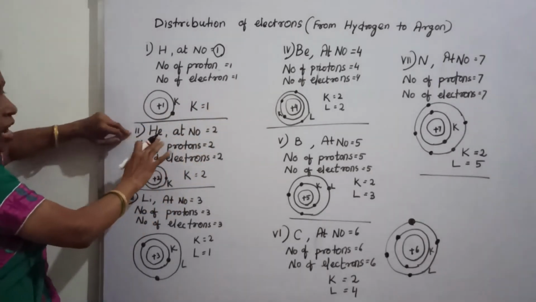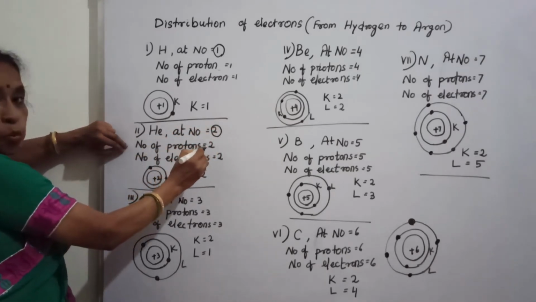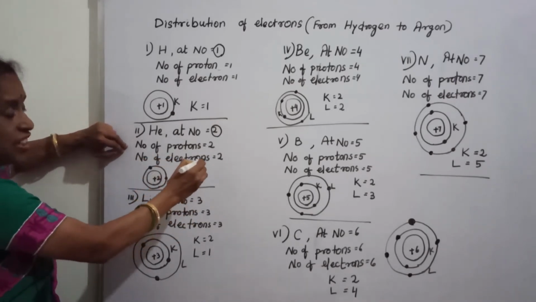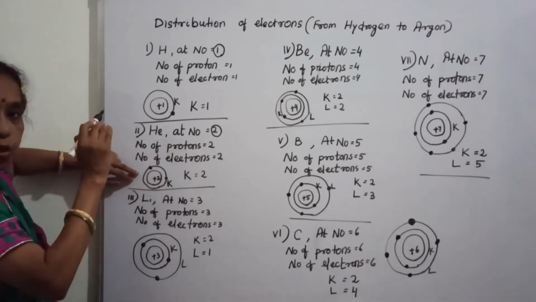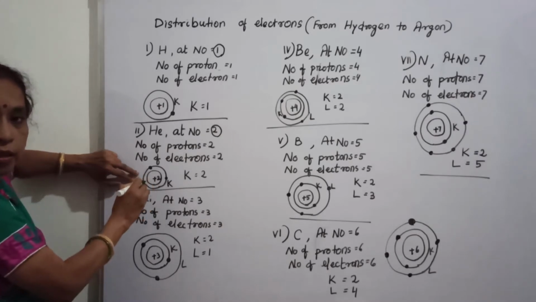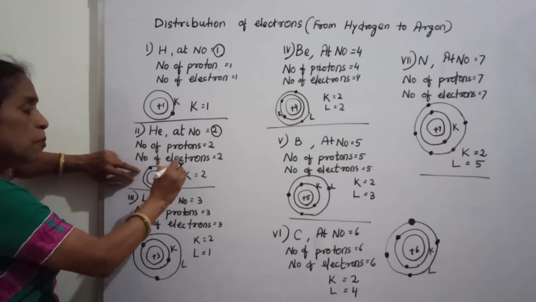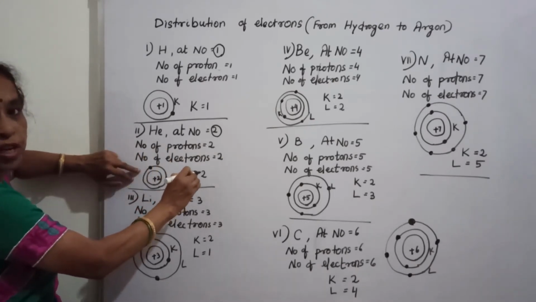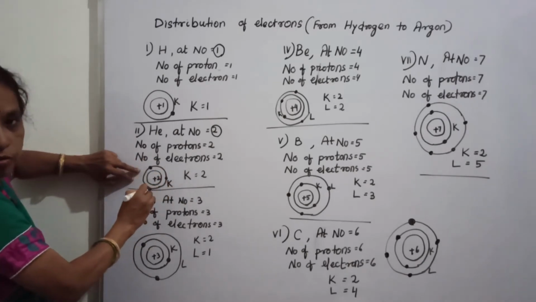Similarly, helium has atomic number 2, that means the number of protons is 2, and the number of protons equals the number of electrons, that is 2. Since the number of protons is 2, the nucleus is shown with a plus 2 sign because it indicates the number of protons. The number of electrons is 2, that is why the K cell has 2 electrons.